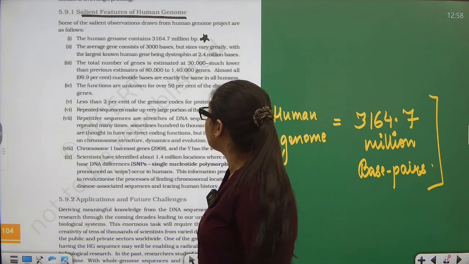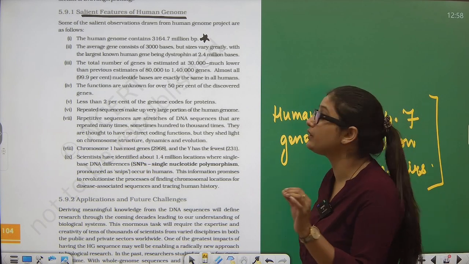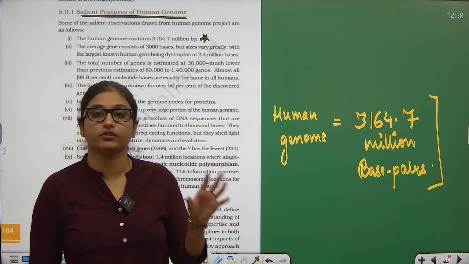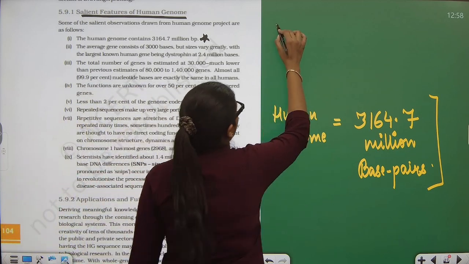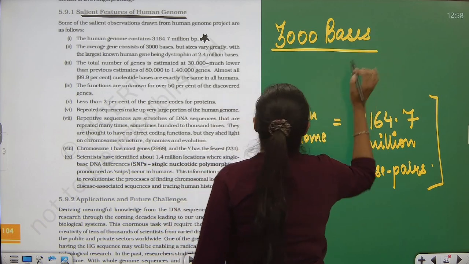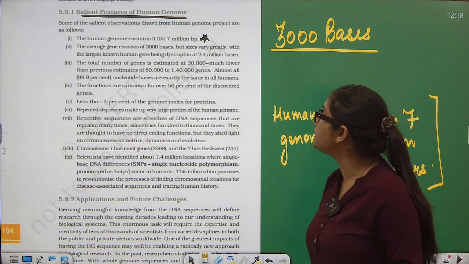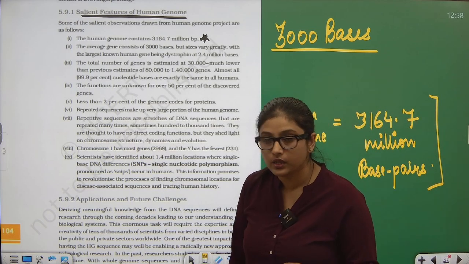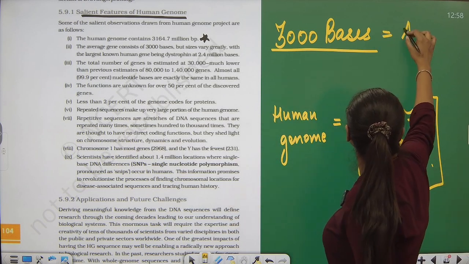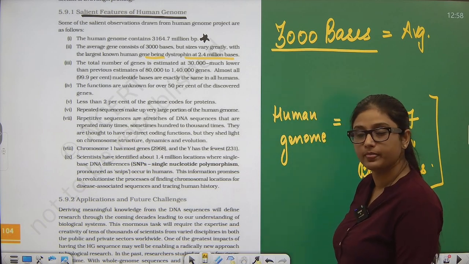The average gene which is present consists of 3000 bases. There are a lot of genes, but we are talking on an average. On an average, a gene consists of around 3000 bases, but sizes vary greatly. The largest human gene is dystrophin, with 2.4 million bases.